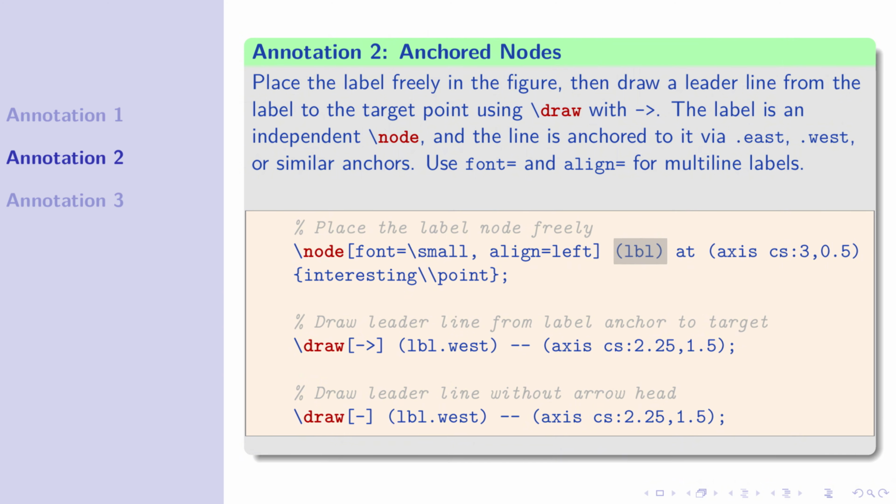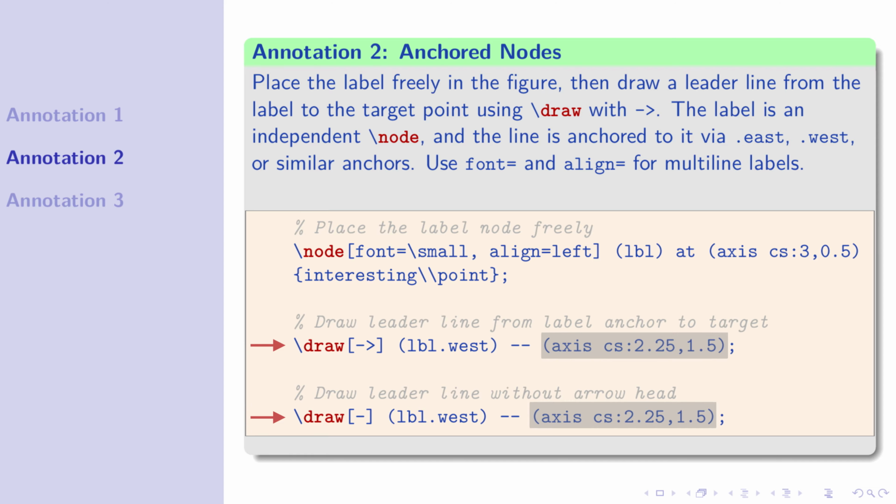That name is crucial because once the text is in place, you will use it as an anchor to draw a leader line. Using the command draw, you connect the annotation to any point in your figure. You can define the starting point by calling your node key at specific location, for example, lbl.west, lbl.north, or lbl.east, depending on where you want the line to start. Then you simply draw the line from that anchor point to your target. You can style it however you want, dashed, solid, with arrows, etc.